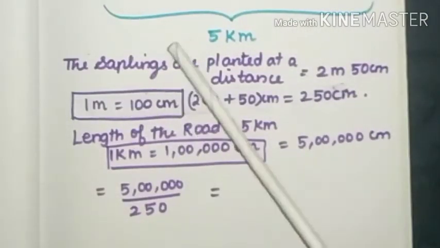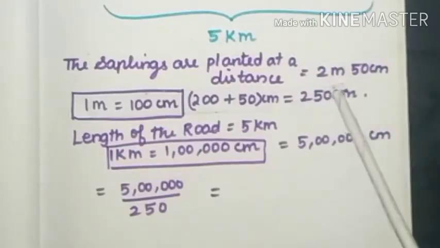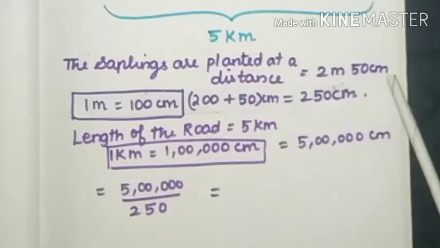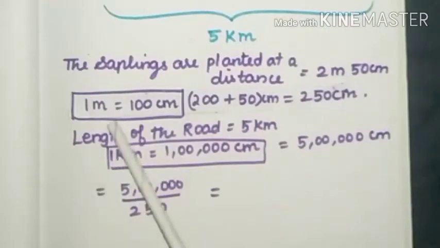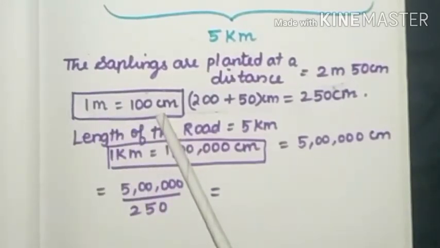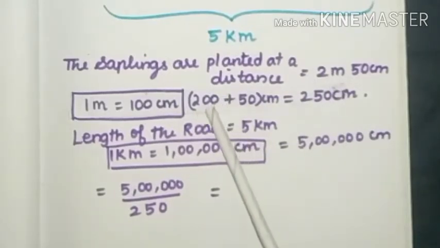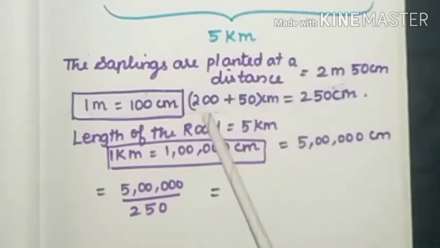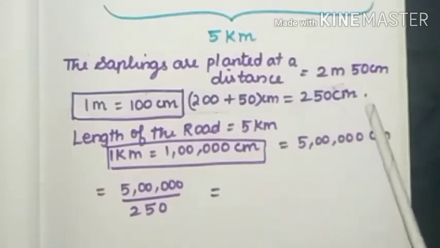See, the saplings are planted at a distance of 2 meter 50 centimeter. Here we have a mixed form of units. One is meter and the other one is centimeter. So let's convert meter into centimeter. As we already know, 1 meter equal to 100 centimeter. 2 meter equal to 200 centimeter. Therefore 200 plus 50. Already we have 50 centimeter. So 200 plus 50 equal to 250 centimeter.